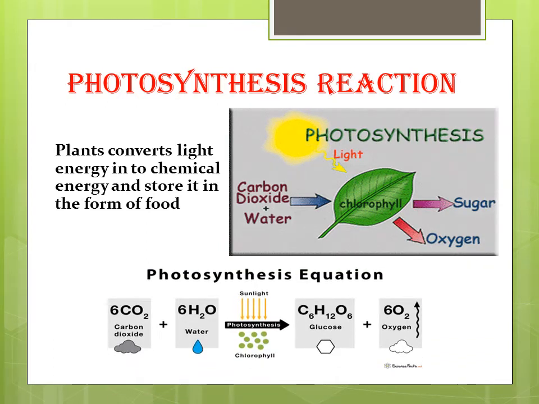Let us see the photosynthesis equation. 6CO2 carbon dioxide plus 6H2O water, in the presence of sunlight and chlorophyll, plants make their food, C6H12O6 glucose, plus 6O2 oxygen released.